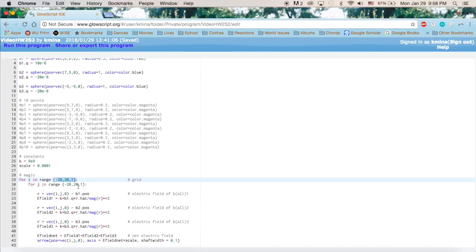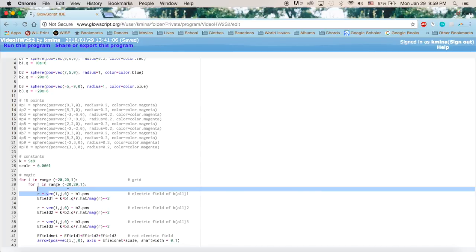To code the electric fields for each point charge, we have to use the equation E equals 1 over 4 pi epsilon naught, or k, times q1 times r hat over r squared. But first we define our r, which is the displacement vector, which starts from the point charge and extends to each point on the grid, which is why we have vec(i, j, 0) as the final position. This way we can have the electric field vectors on every point in relation to the source charge.